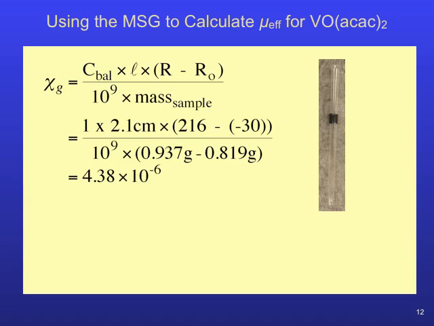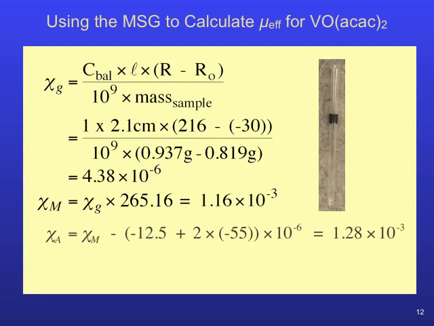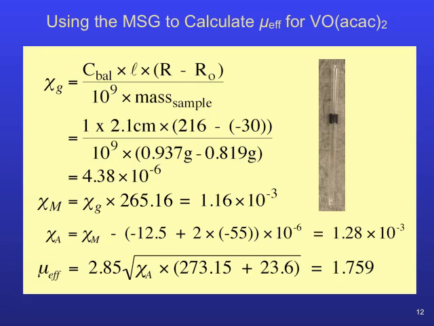The magnetic susceptibility is converted to molar susceptibility, Chi subscript M, by using the formula weight of 265.16 for vanadyl bis acac. Diamagnetic corrections are subtracted using tabular values to give Chi subscript A. Chi subscript A is then used to determine mu effective, which then can be converted using a table to give the number of unpaired electrons in vanadyl bis acac. This calculation is not difficult but can be tedious.